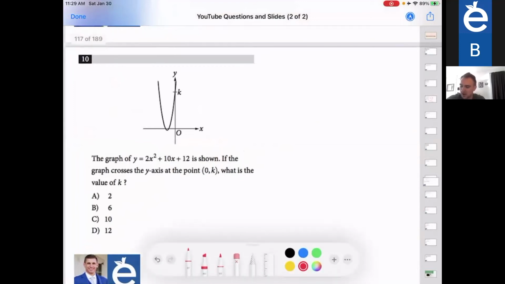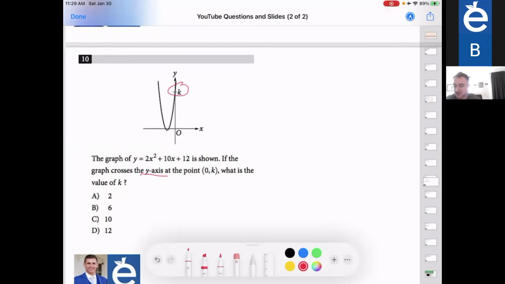It says the graph of y is equal to 2x squared plus 10x plus 12 is shown. If the graph crosses the y-axis at the point 0, k, what is the value of k? All right, so if we look at our graph here, we can see k is right here, and they tell us it crosses the y-axis, right?